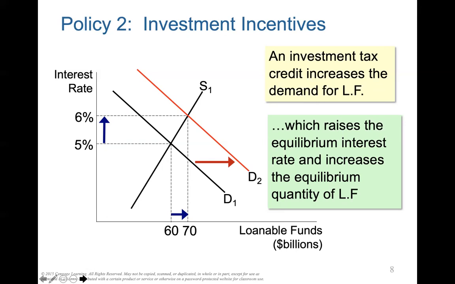In this case, when it shifts outward, interest rates go up a little bit, but because there are actually more people in the market looking at every single price point, because we shifted the demand curve, the loanable funds do increase.